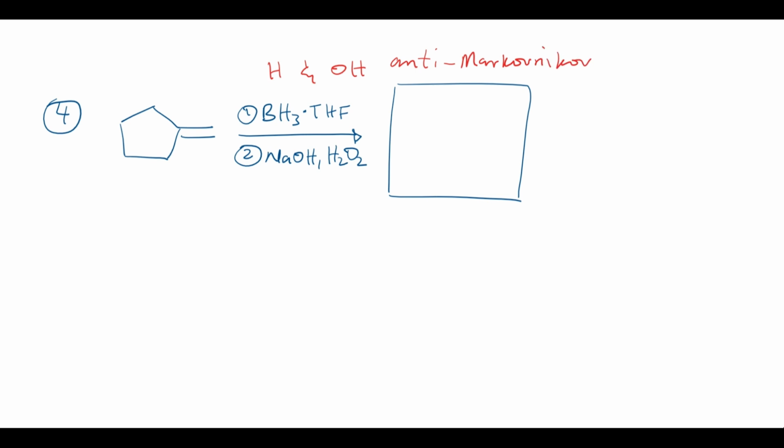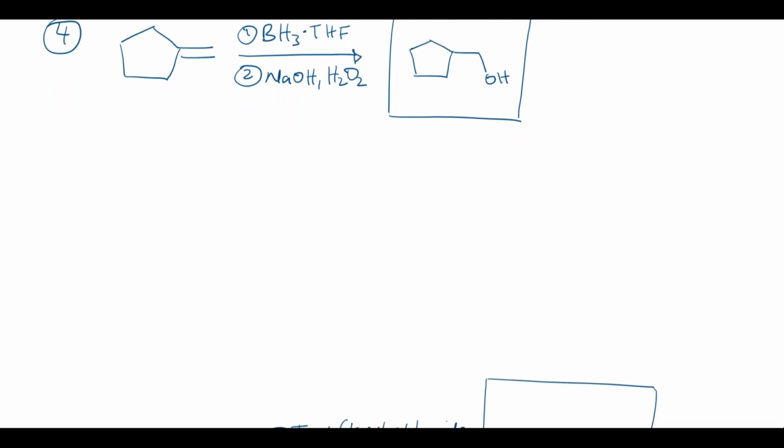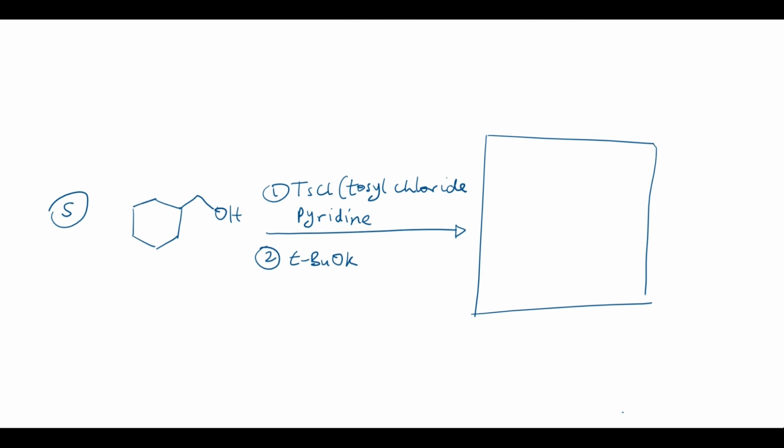So this simply means that I have to attach the hydrogen to the more substituted carbon, and the OH will go to the less substituted carbon. So to draw the product, I'll break the pi bond, and I will simply attach the OH group to the less substituted carbon, and that will be the product of this reaction. Next question.